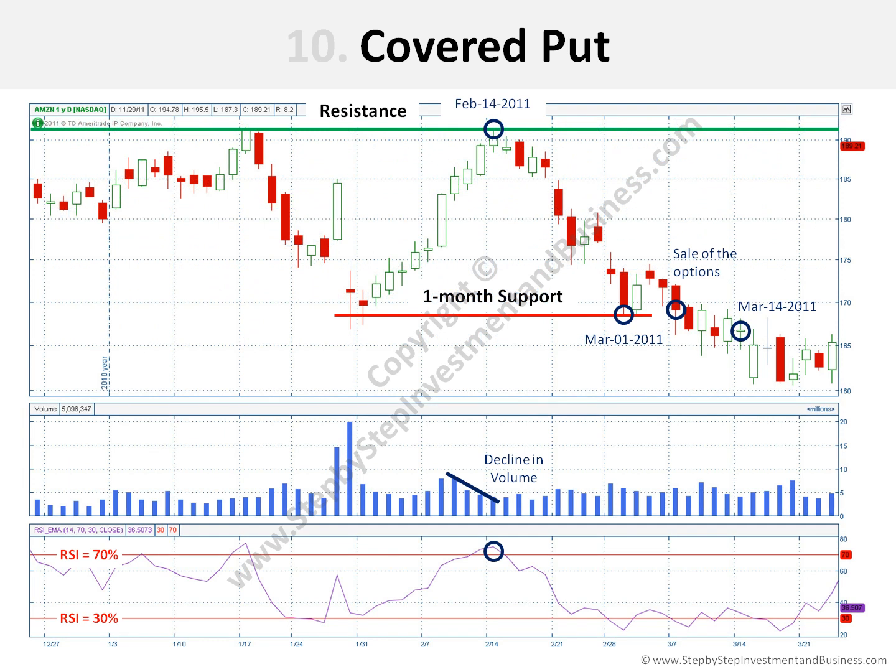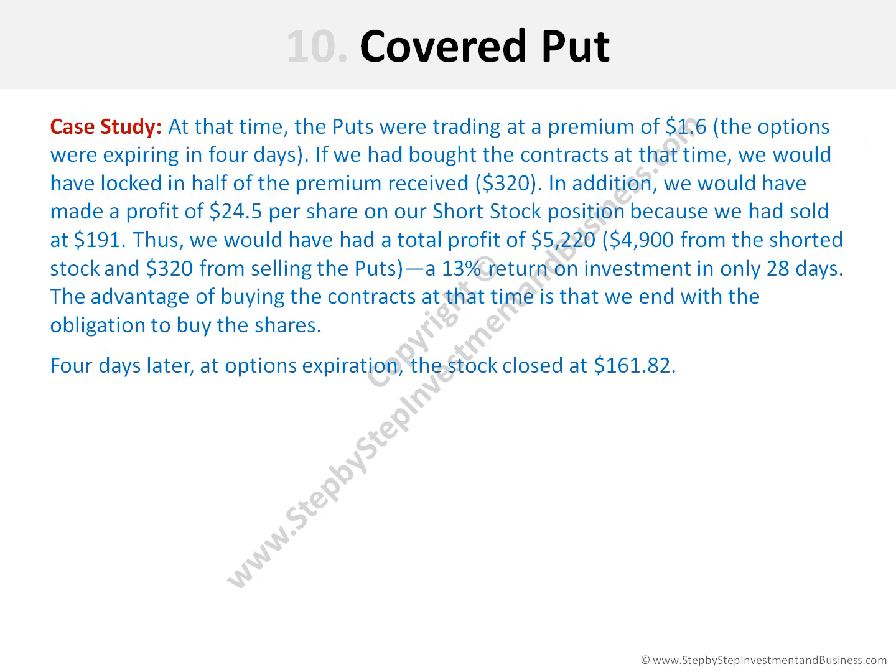As we had said, on March 14, a few days after selling the options, the stock was trading near $166.5. At that time, the puts were trading at a premium of $1.6. The options were expiring in 4 days. If we had bought the contracts at that time, we would have locked in half of the premium received, that is, $320. In addition, we would have made a profit of $24.5 per share on our short stock position because we had sold at $191.